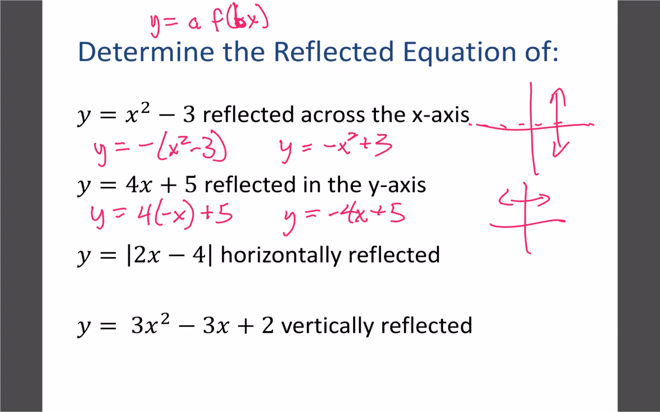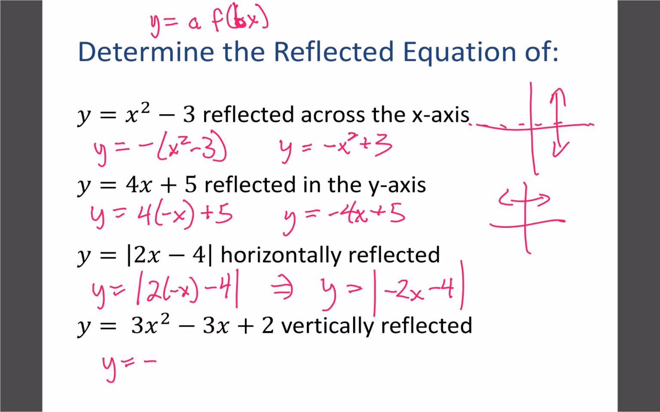Okay, 2 more. This next one is horizontal, so we put a negative where the x is, so just put the negative in the brackets, and then we can simplify that to become the absolute value of negative 2x minus 4. You don't need to change anything else. On our last one, you can see it's vertical, so let's just put a negative out front of everything. So that one would change to negative 3x squared plus 3x minus 2. And that's it. We're done with reflections.